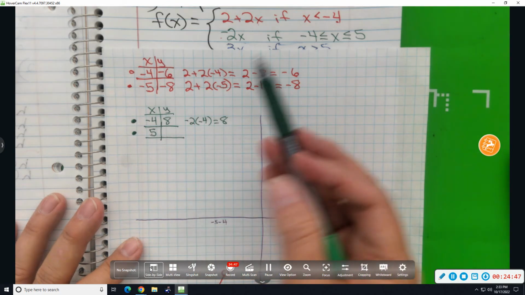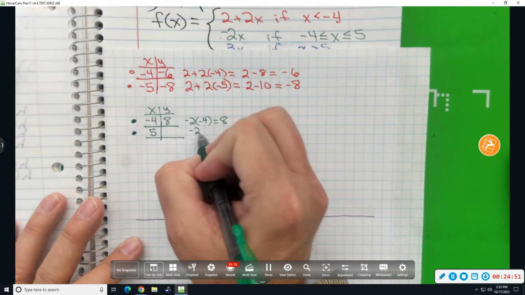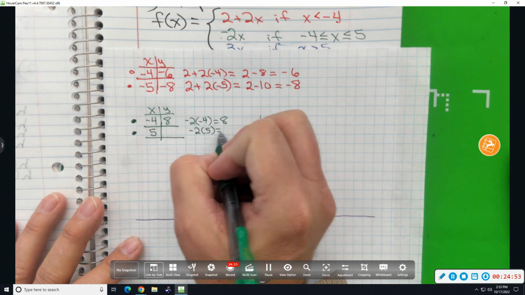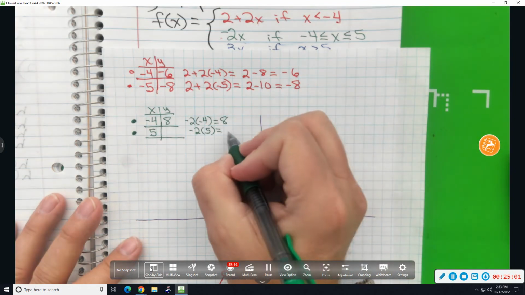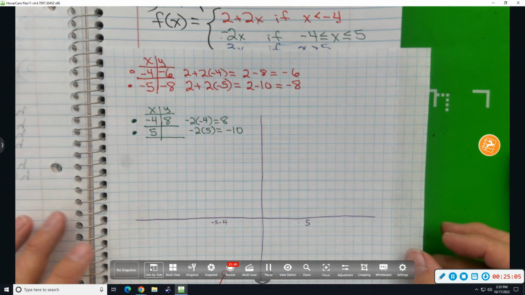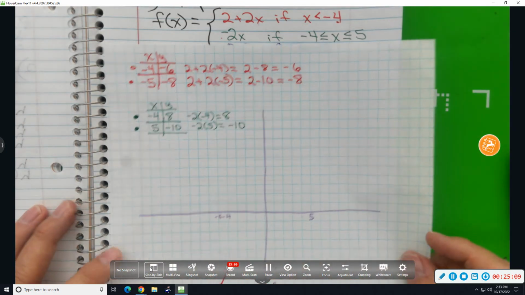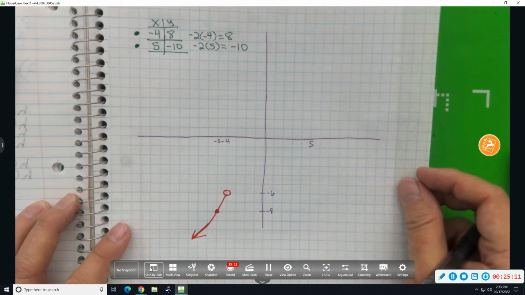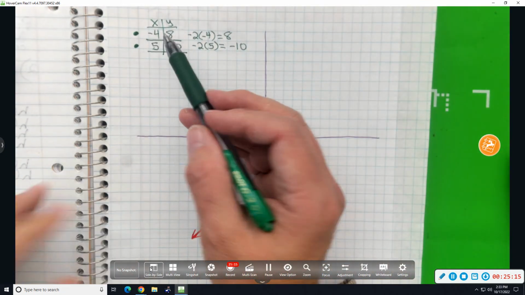Plug 5 into the green piece. That's -2 times 5, what are we going to get here for the y value? Negative 10, okay. Let me write there, negative 10. So we have two ordered pairs. We have negative 4, positive 8.